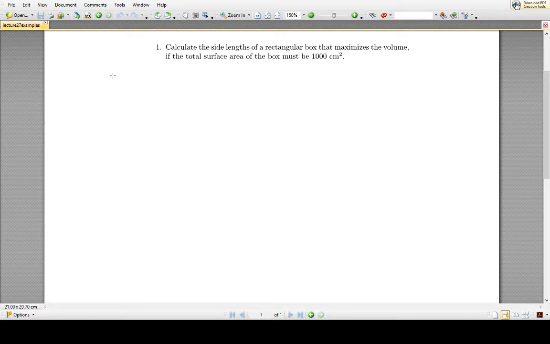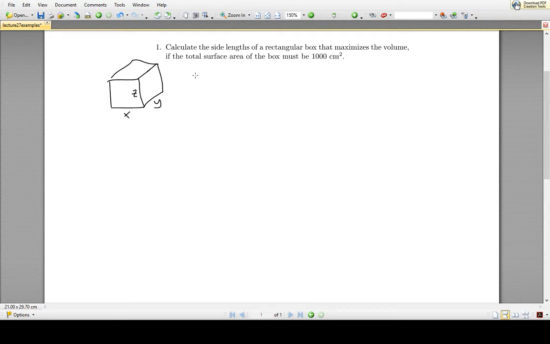To get started, let's draw the box. So we have something like this. We have a box here. We'll call this X, this Y, and this side Z. And what we would like to do is figure out what X, Y, and Z should be in order to maximize the volume of the box, subject to the surface area being 1,000 centimeters squared.